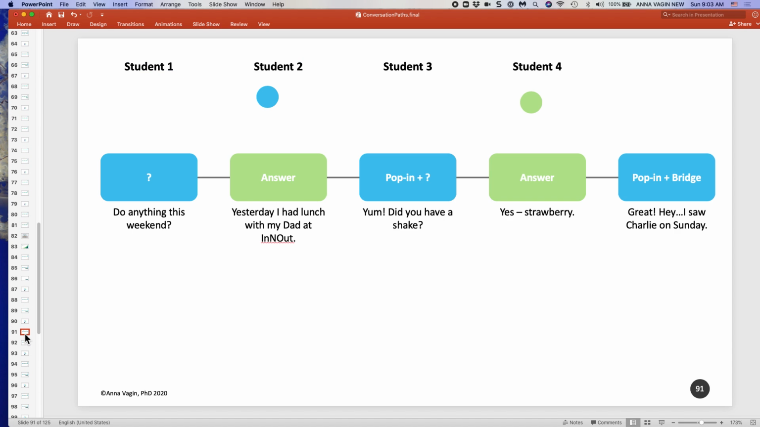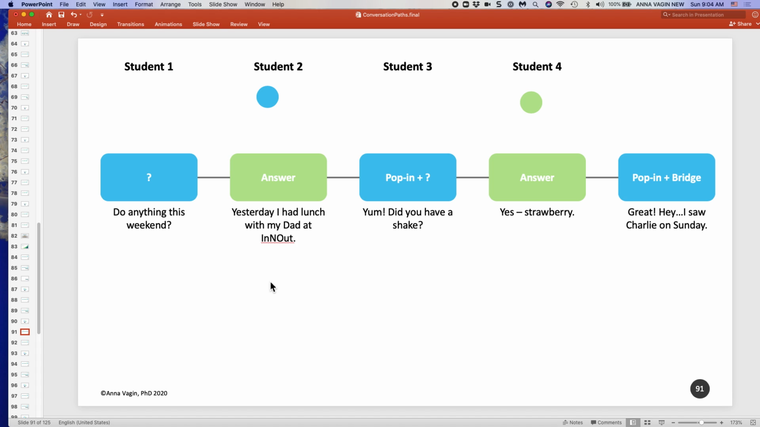Let's look at a more complicated one. Here's a longer one, and it's also more complicated because it combines conversational blocks together. So after the answer, the blue example is a pop-in plus a question, or here at the end, it's a pop-in plus a bridge. So again, it's more complicated.